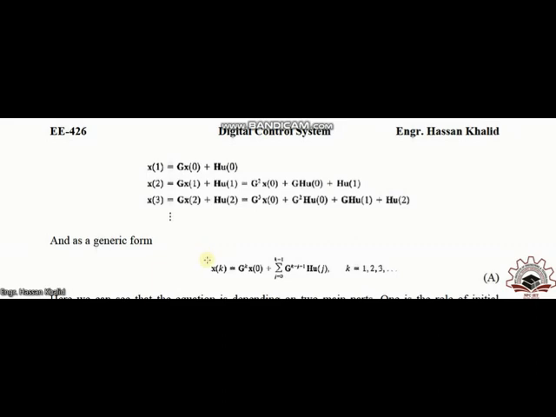So you can easily form a generalized equation where x(k) is equal to G^k x(0) plus the summation of all these terms, which has been computed in the form of a program, where the range begins from k equal to 1, 2 and so on. However, the initial condition at 0 has been marked here.